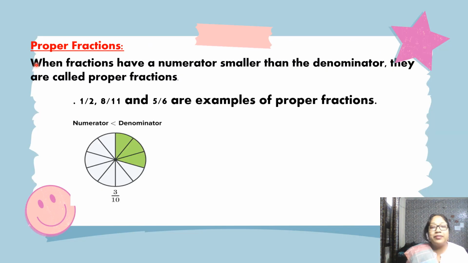Now the second fraction is proper fraction. When fractions have a numerator smaller than the denominator, they are called proper fraction. That means when we have the numerator smaller than the denominator, these kind of fractions are called proper fraction.